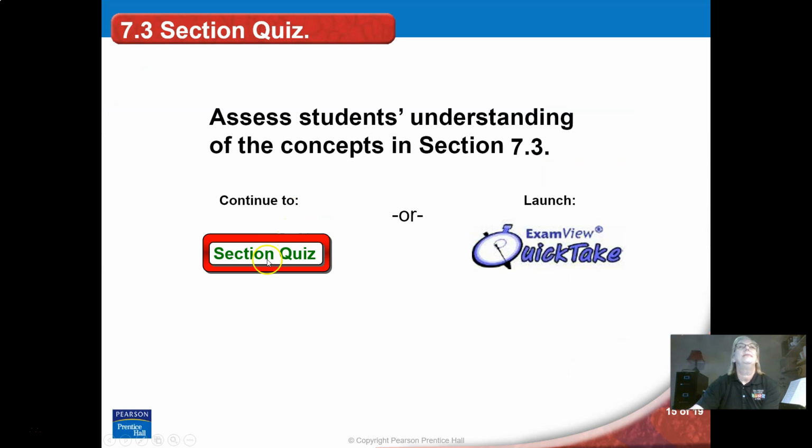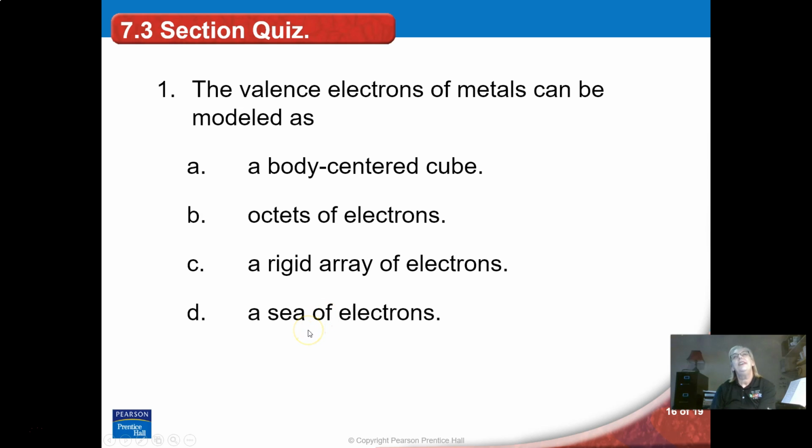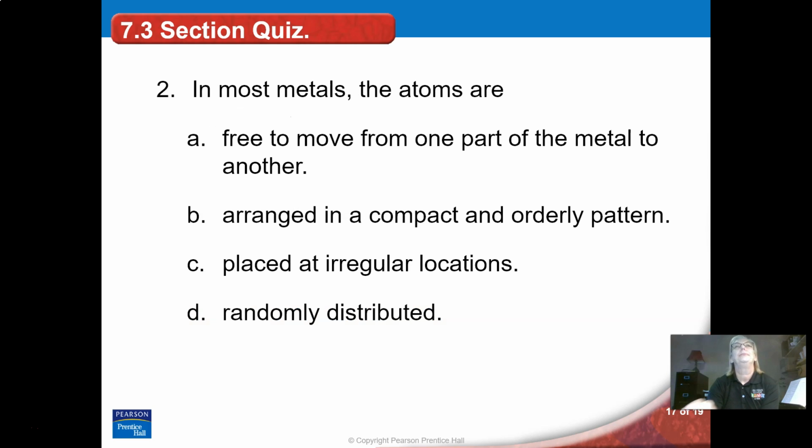So let's try a quiz. So what do you think about valence electrons of metals? What did I say they were like? What do you think? So the electrons are kind of like an ocean of water. They can move around depending on if you push them or not. So they're like water in a sponge. Let's try our next one.